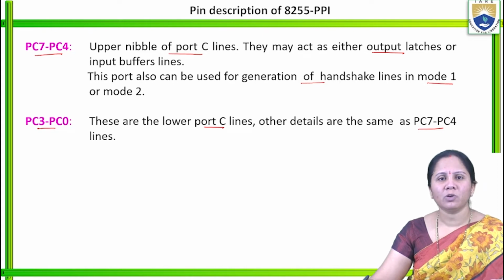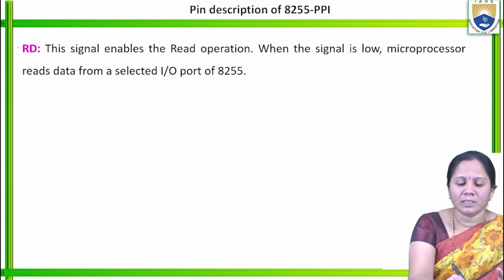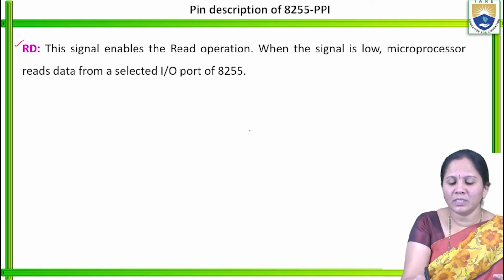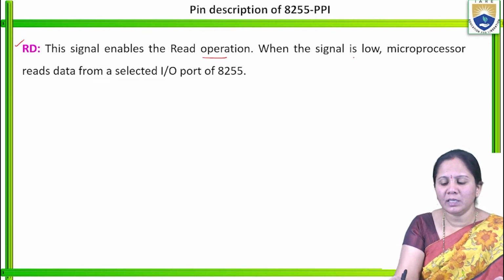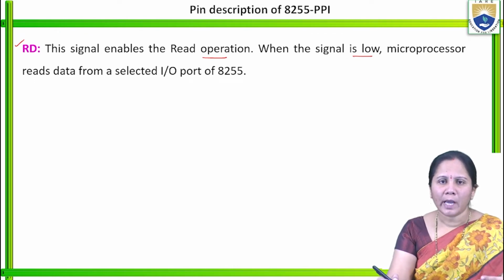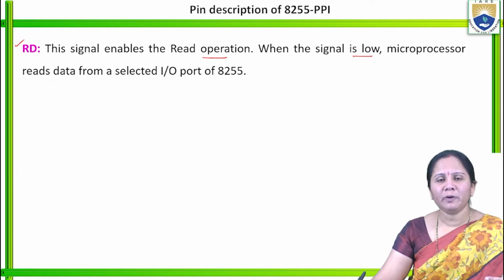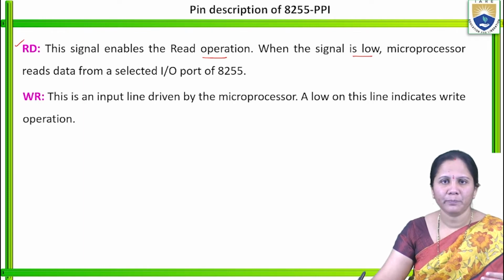All these ports are bidirectional ports. Each port is of 8 bits. Now, another signal here is RD bar. RD represents the read operation. So this signal is used to perform the read operation. When this signal is low, the microprocessor is going to read the information from the IO device through 8255. So simply, using this RD bar signal, the microprocessor will read the information from 8255 by using any of the ports.